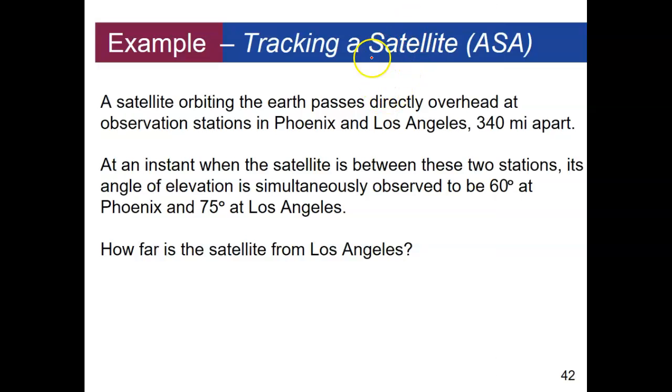Okay, last example here. A satellite orbiting the Earth passes directly overhead at observation stations in Phoenix and Los Angeles that are 340 miles apart. At an instant when the satellite is between these two stations, its angle of elevation is simultaneously observed to be 60 degrees at Phoenix and 75 at Los Angeles. How far is the satellite from Los Angeles?